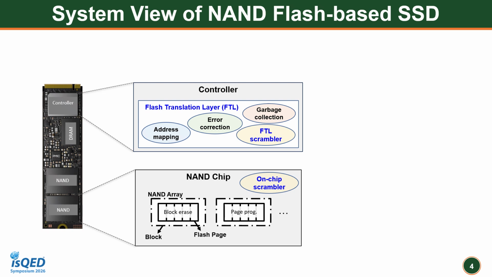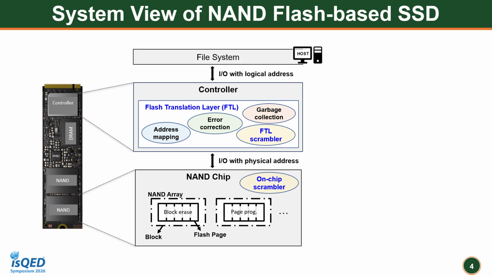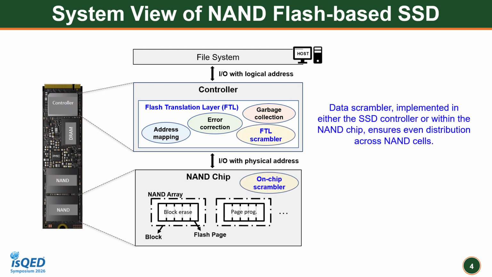Sometimes controllers come with a scrambler. There are also times that some NAND flash memory chips come with an on-chip scrambler. And as you can see here, when hosts want to write a file into the NAND flash memory chips, at one point the data will go to the scrambler. In this work, we will focus on the on-chip scrambler. So it's going to be the bottom case, because we have access to raw flash memory chips.